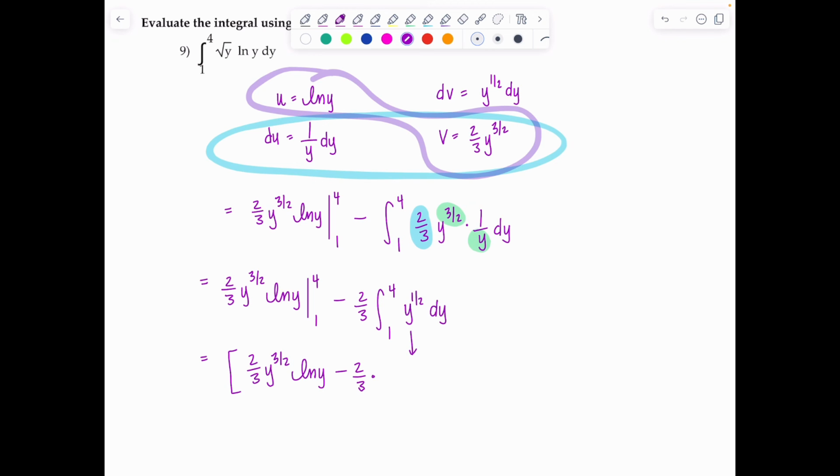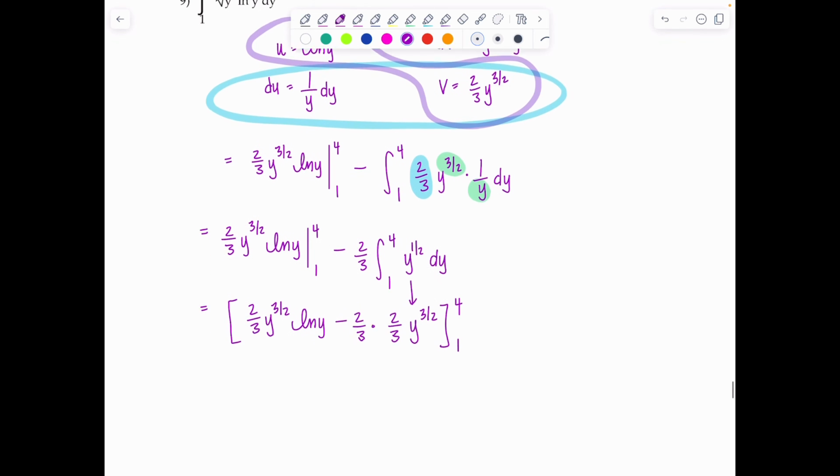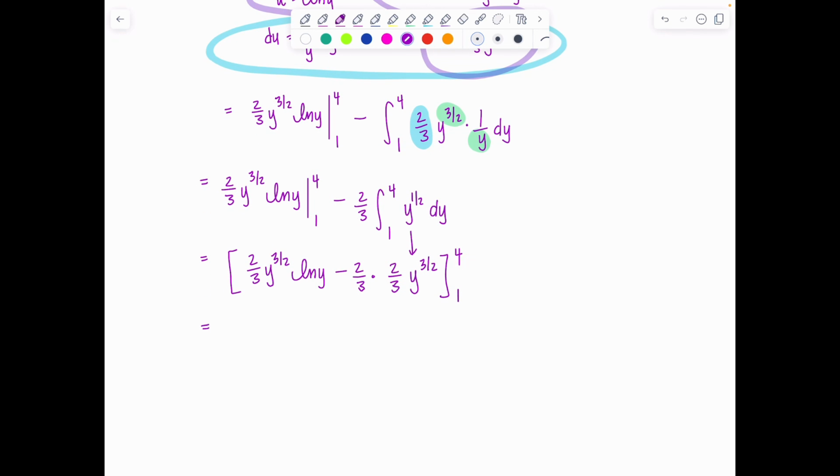So minus, we already have that 2/3 hanging out. Antiderivative of y to the 1/2 would be y to the 3/2, and I'm going to pick up another 2/3 from 1 to 4. All right, let's start plugging in our limits. And this, you know, is 4/9, right? We don't need to waste time rewriting all of that. So we have 2/3 times 4 to the 3/2, natural log of 4, minus 4/9 times 4 to the 3/2, minus, I'm plugging in 1 now, 2/3 times 1 to the 3/2 times ln of 1, and then this would be plus 4/9 times 1 to the 3/2, which is just 1.